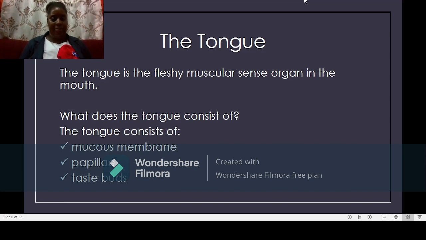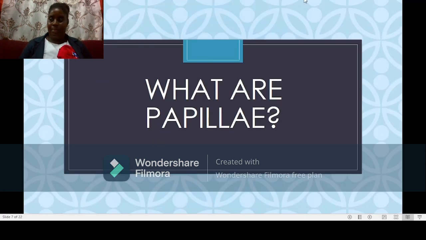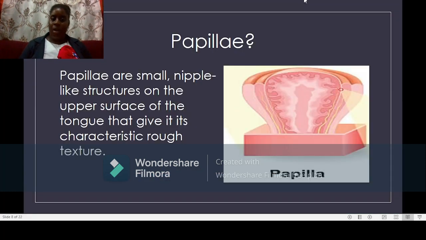Next, we have, what are papillae? Papillae are small, nipple-like structures on the upper surface of the tongue that give it the characteristic of feeling rough. And I would have said that earlier.